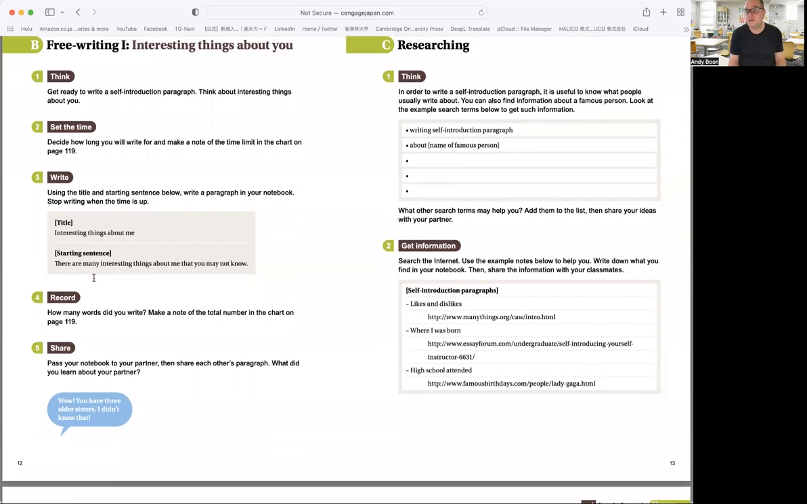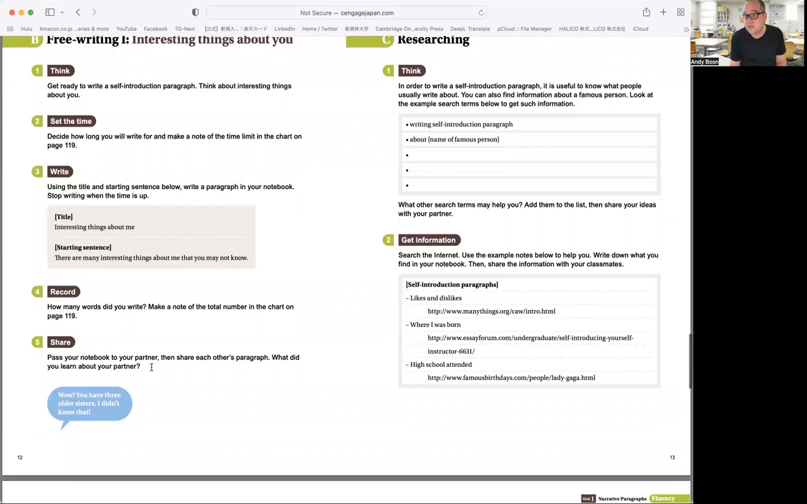Now, the idea here is that students will just free write about the topic and try to write as many words as they can within the set time. And there is a space at the back of the book for students to record how many words they write during the free writing activities. The idea here is that as they go through the textbook, they should be writing more words by the time they get to the later units.